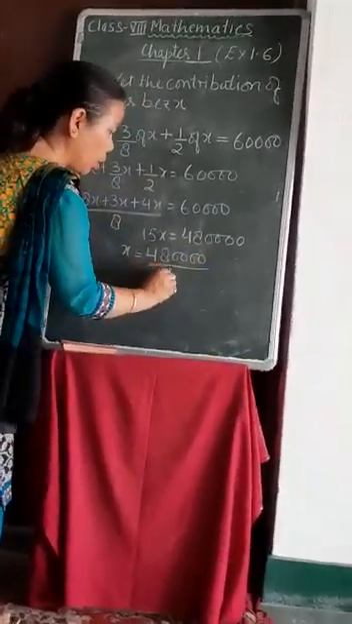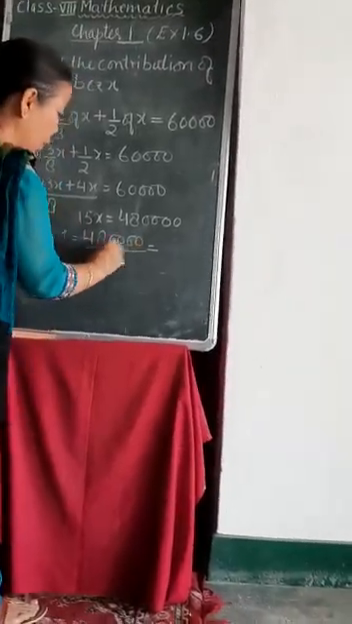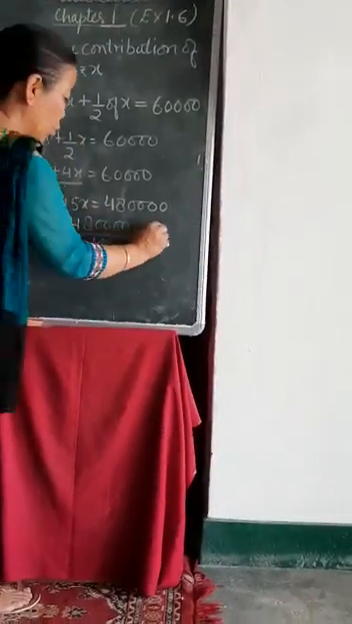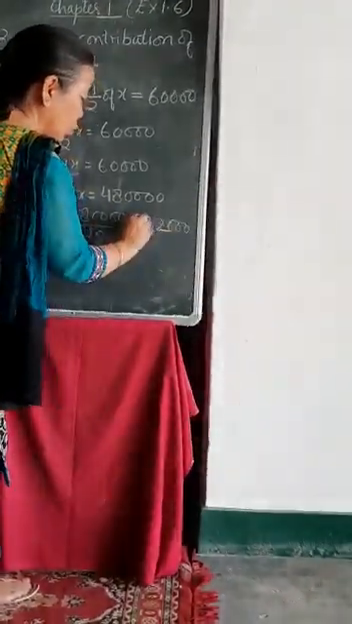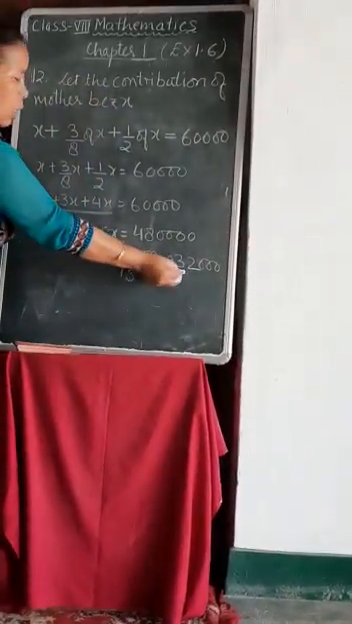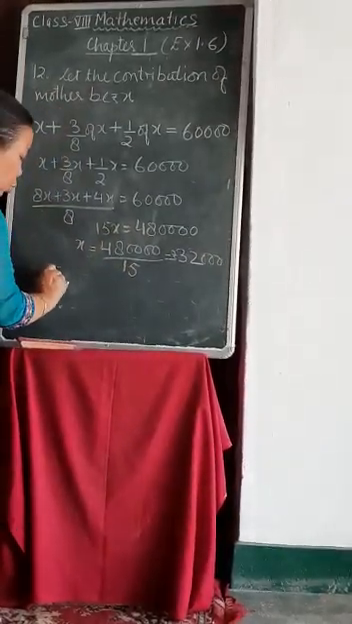480000 upon 15. So if we divide this by 15, 15 3s are 45 and 3 is left, 15 2s are 30 and 2, 3 zeros. So this is the value of X, which means the mother's contribution is 32,000. Now the elder son's contribution.